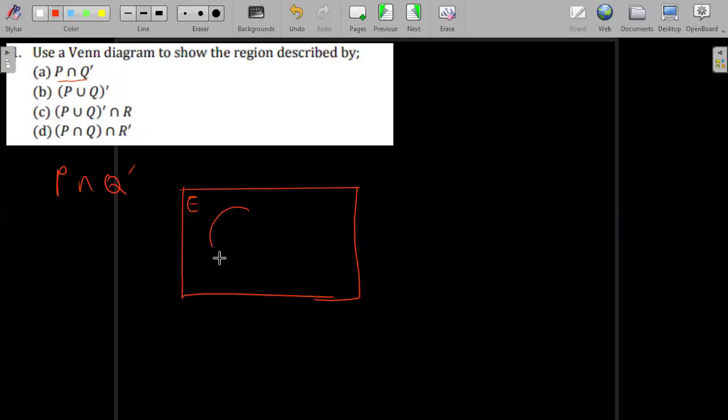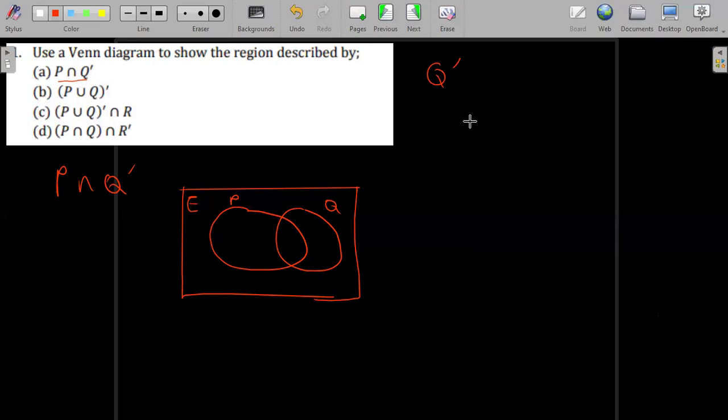Then I have my two sets that sit here. I have set P and set Q. So I have this P intersect Q complement, in fact. So in this first one, we must first understand what the complement means.